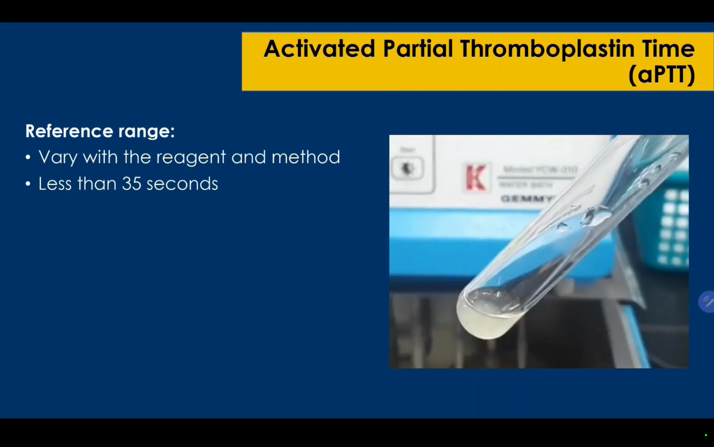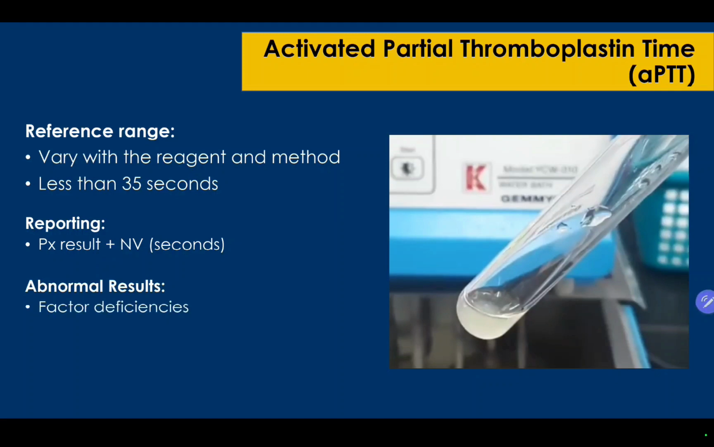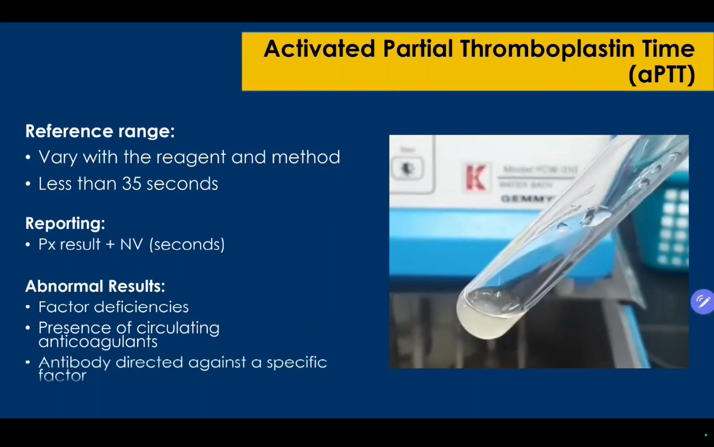The ranges differ according to the reagent, method, and instrument used. But for our discussion and lab exercise, we use the normal values of less than 35 seconds. A prolonged APTT in the absence of heparin use indicates a factor deficiency, an acquired circulating anticoagulant such as the lupus inhibitor, or an antibody specific to a factor such as factor VIII antibody.